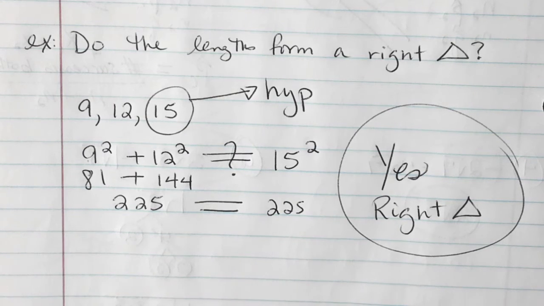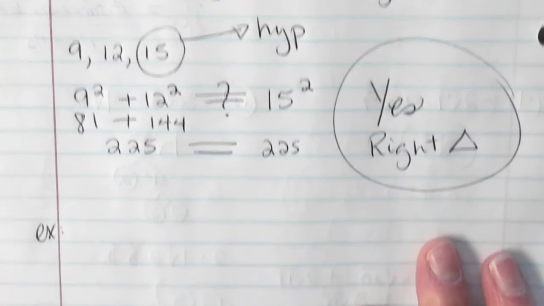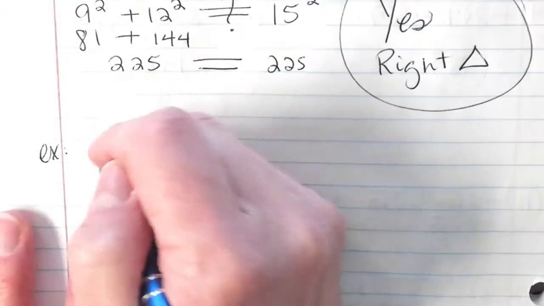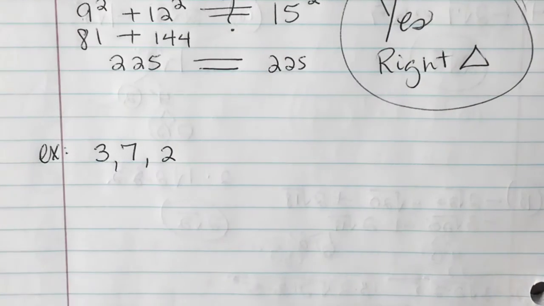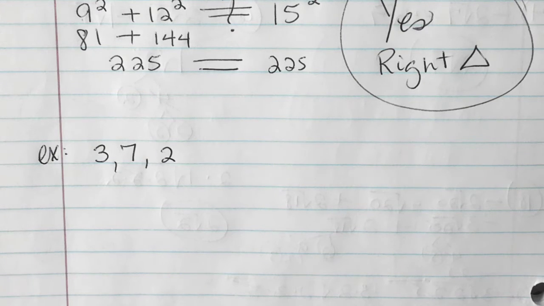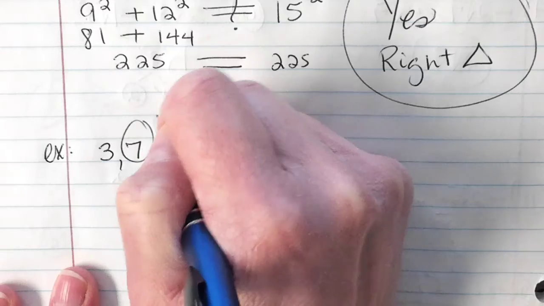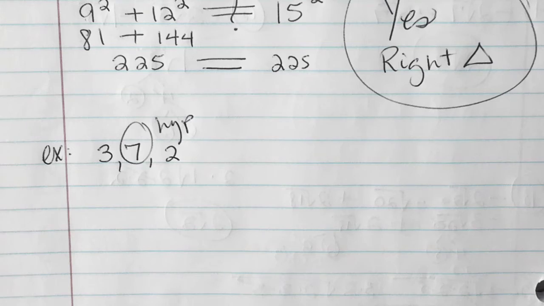Let's do another one like that. I want to know, do we have a right triangle? It's actually a yes or no question. So let's talk about 3, 7, and 2. Let's find out if 3, 7, and 2 are a right triangle. First, I need your help. Which one of those numbers has to be the hypotenuse if it's a right triangle? 7, because it's the biggest one. I always like to circle that hypotenuse number and identify it.